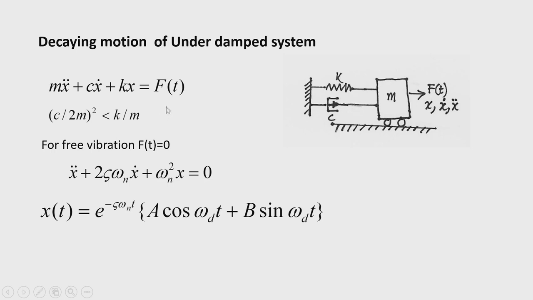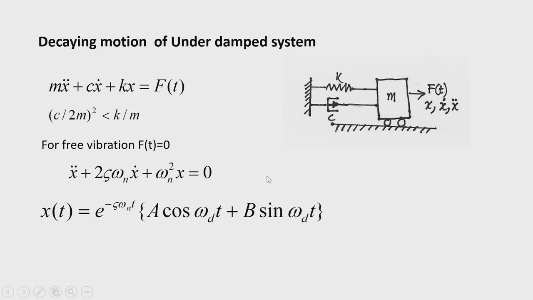Now, for the free vibration case, we take F t equal to 0, and after dividing both sides by m, we get the equation x double dot plus 2 xi omega n x dot plus omega n square x equal to 0. The solution of this equation is known to us, and it is equal to e to the power minus xi omega n t, where omega n is the natural frequency of the system, equal to root over k by m, multiplied by a cos omega d t plus b sin omega d t. Omega d is the damped natural frequency. So, there is a difference between the damped natural frequency and the undamped natural frequency, as you noted in my earlier lecture, in which the damped natural frequency is related to the undamped natural frequency by a factor of root over 1 minus xi square.